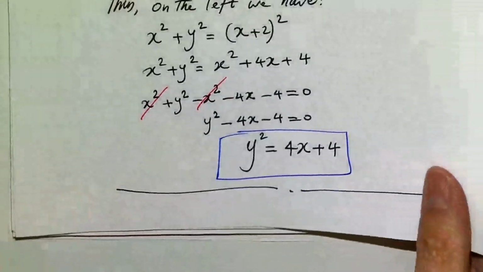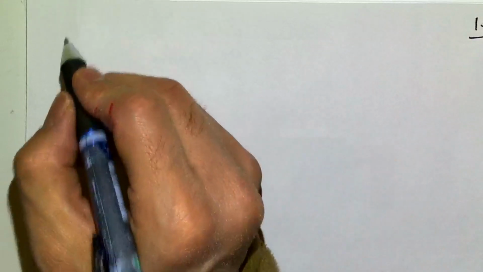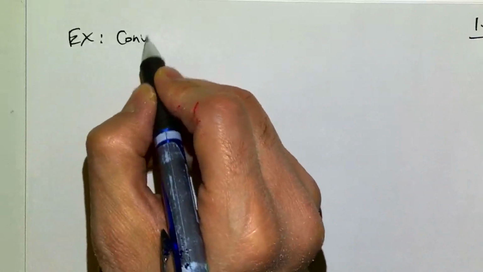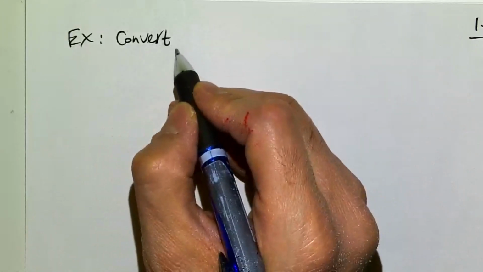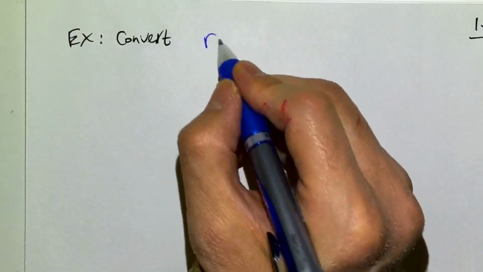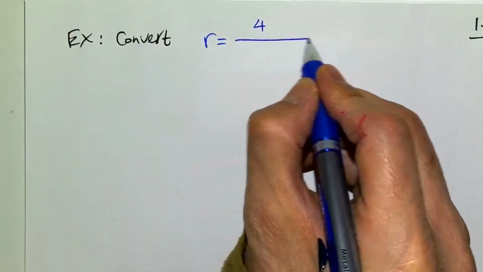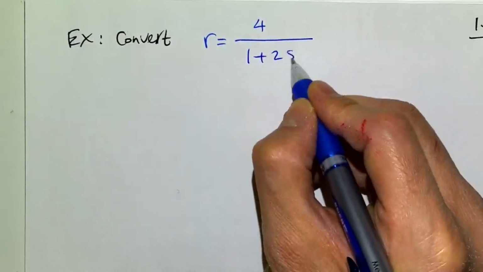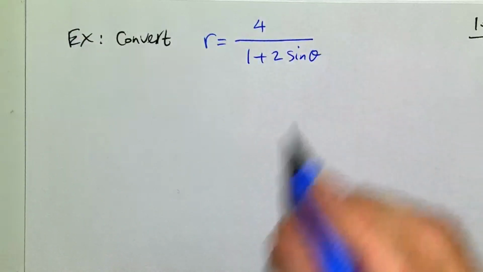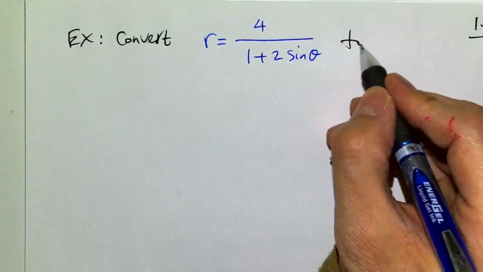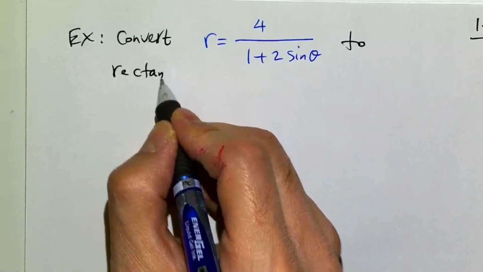Okay, so that's that. Let's look at other examples that might be helpful in our understanding of how to convert equations from one form to the other. So let's convert this form, r equals 4 over 1 plus 2 sine theta, to rectangular form.